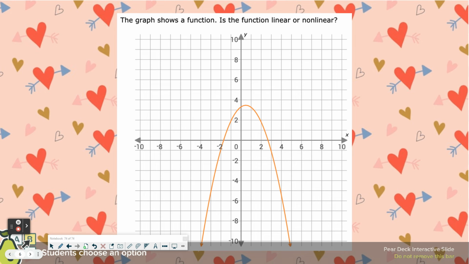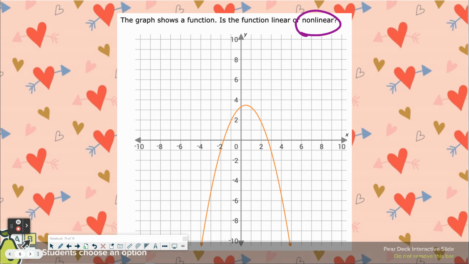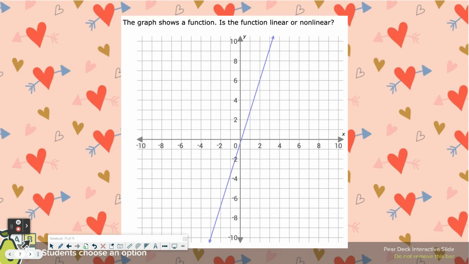Okay, so this graph shows a function. Is it linear or non-linear? So go ahead and select on your multiple choice. And you should have selected non-linear. Let's do another one. Go to your next slide. Is this linear or non-linear? This one is linear. It's constant.